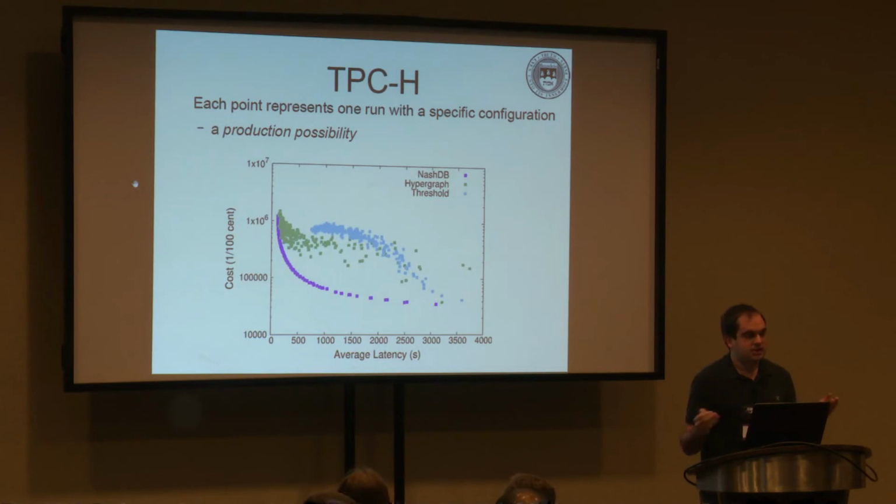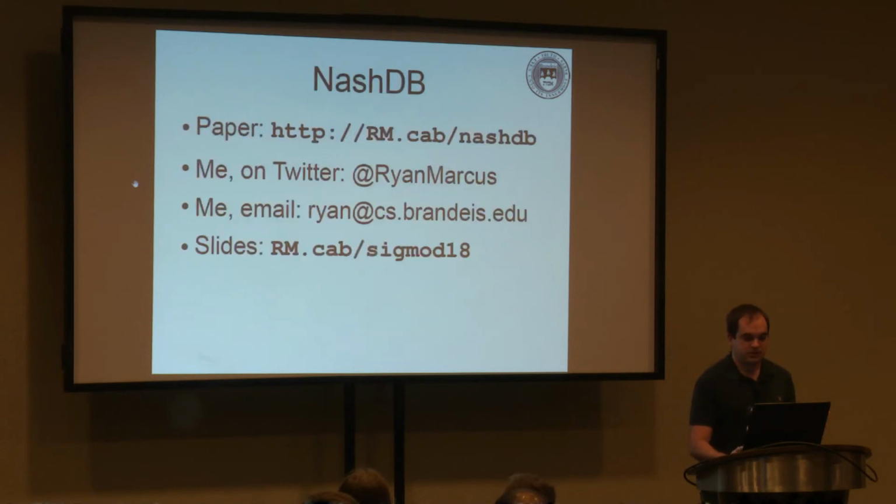So as you can see, NashDB's points are all in the bottom left, which means that it is Pareto dominant, meaning it achieves either a lower average latency or a lower cost compared to the other systems, which we all think is good and well.